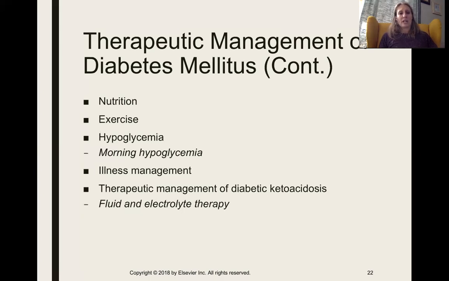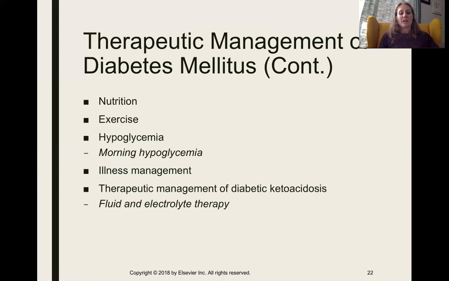So we're going to give a simple sugar or a simple carb, and we're going to follow that with a complex carb and some protein. For instance, we could give a spoonful of sugar and follow it with a piece of bread with some peanut butter on it. That's going to give them that longer lasting control and longer lasting blood glucose than just the simple sugar. But the simple sugar is important for that immediate fix that we're going to see.